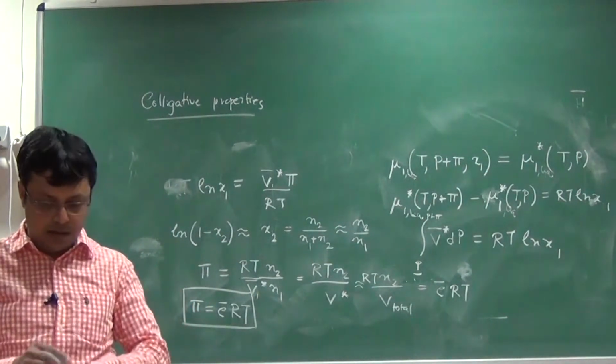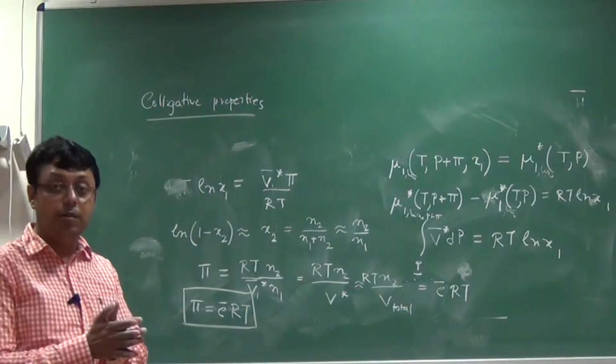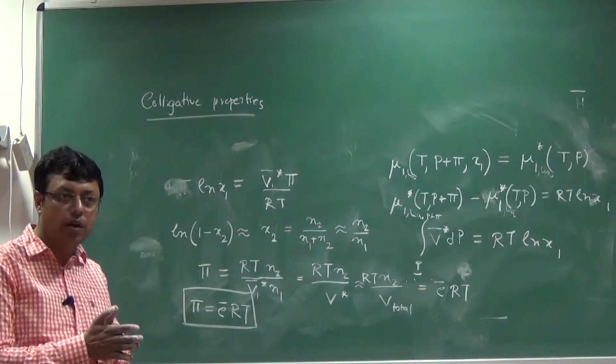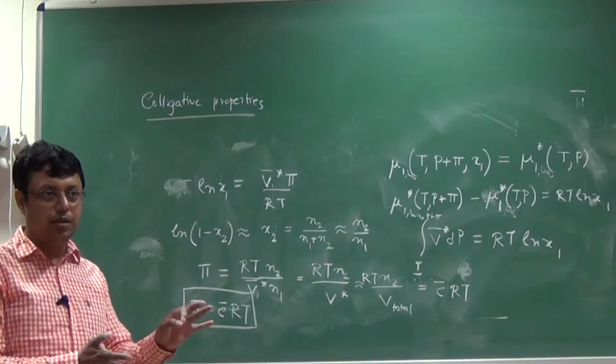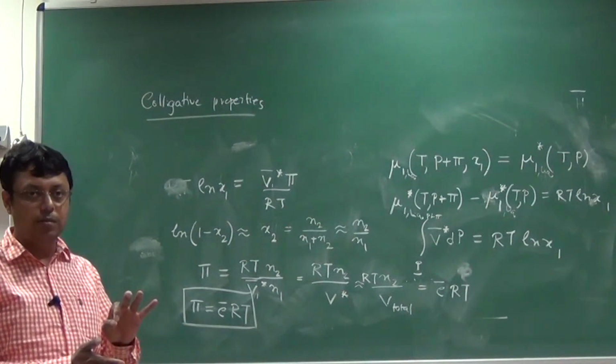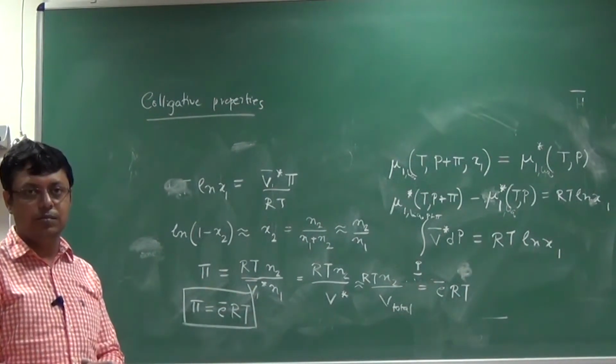In today's class, we talked about the colligative properties, which arise due to the change in chemical potential going from a pure form to a form where I am adding a second component.